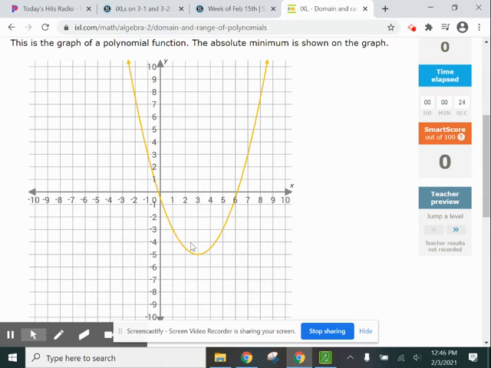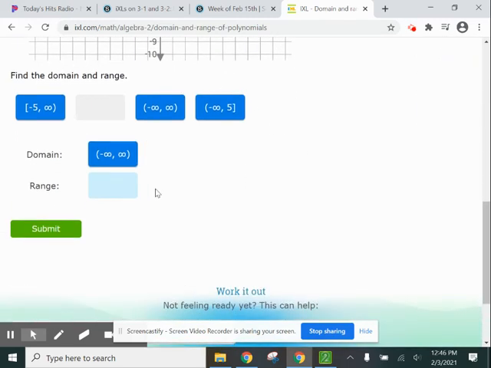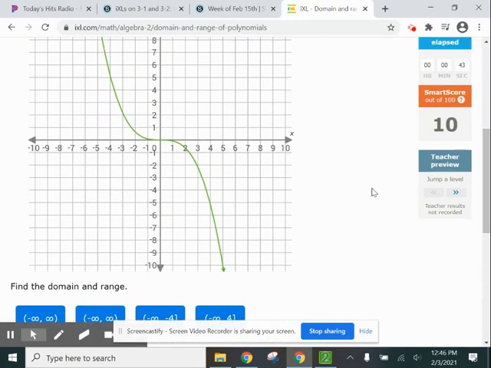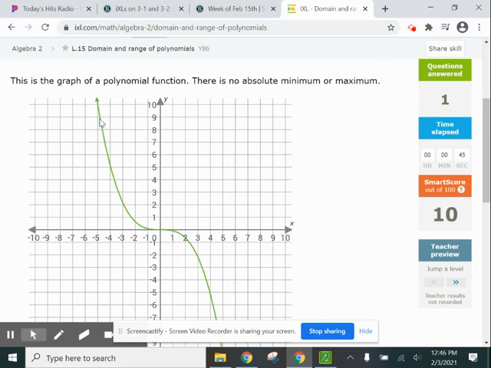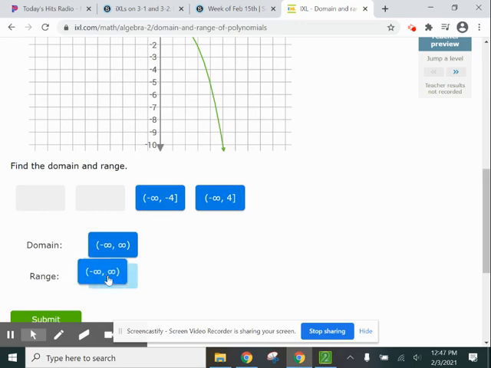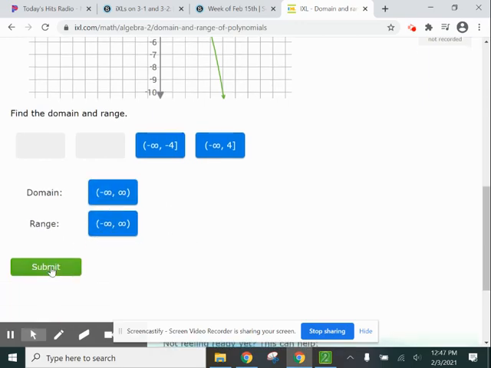Now, the range is bottom to top. The lowest number that we go down to on the y is negative 5. And then we're going up forever. So we need to do negative 5 to infinity, which is going to be this first option here for the range. So again, remember, domain is left to right, range is bottom to top. Anytime you have a cubic function, like this one, how one end starts either up or down, the other end starts opposite, where both ends are not going the same direction, those are always going to be all real numbers, which is the negative infinity to infinity for both of them.